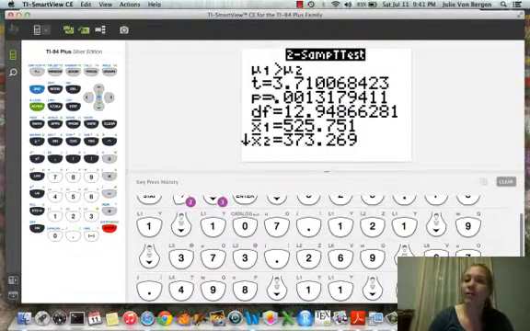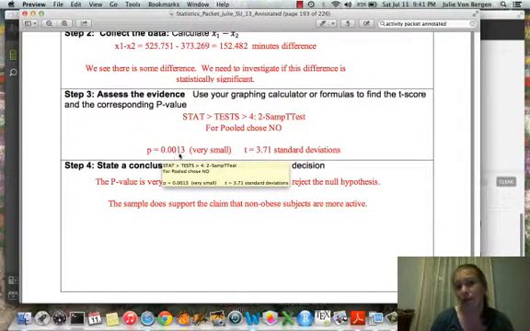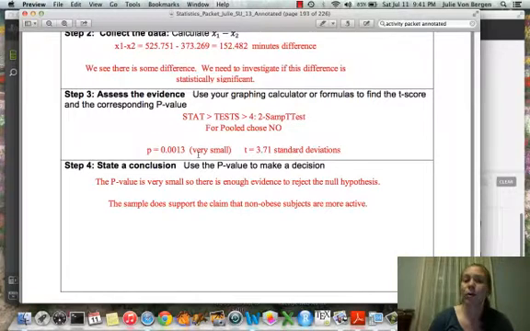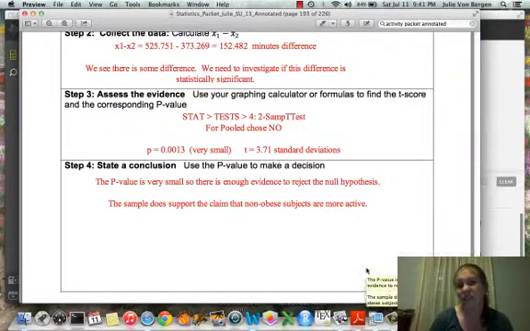And we see here our p-value is 0.0013 and our t-value is 3.71. So we see there's more than 2 standard deviations difference for the sample data, and our p-value is much less than 5%. So our p-value is 0.0013, and we can make a note this is a very small p-value. And our t-value is 3.71 standard deviations. So anytime we see a t-score or a z-score more than 2, we're thinking there's a statistically significant difference. This is more than 2 standard deviations out.